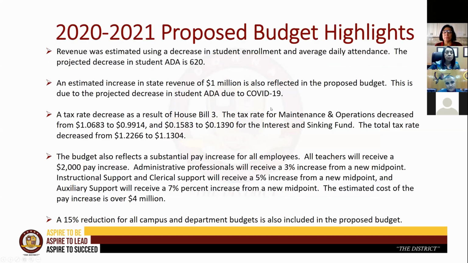So some of the highlights as we prepared this current budget are some of the things that we took into account. For revenues, we estimated a decrease in enrollment, mainly due to what we're experiencing with the COVID-19 situation. So we projected a decrease in enrollment, and a decrease in our ADA, our average daily attendance. We are projecting a decrease in ADA of 620. We also estimate an increase in state revenue of $1 million. It's also reflected here in this proposed budget.